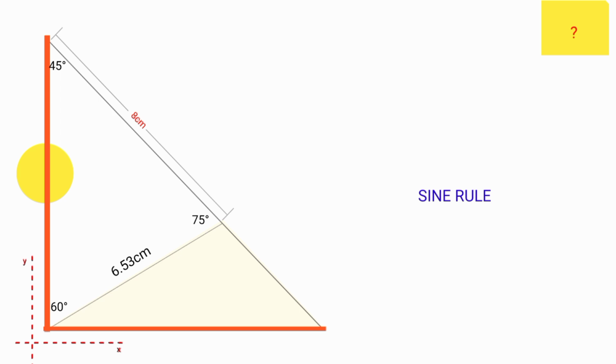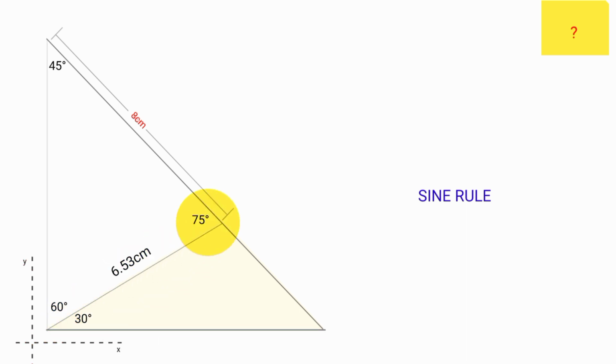The x-axis is usually used to represent the horizontal axis and y to represent the vertical axis on a 2D plane. And we know that the angle between the vertical axis and the horizontal axis is always a right angle, which is 90 degrees. So that means this angle here is a right angle. So since this is 60 degrees, this must be 90 minus 60 degrees, which is 30 degrees.